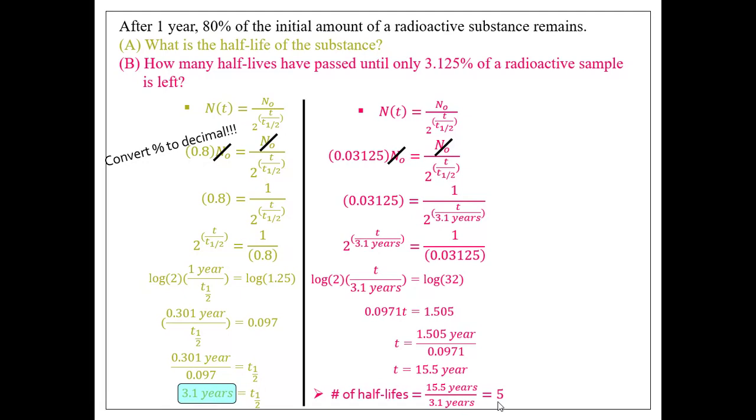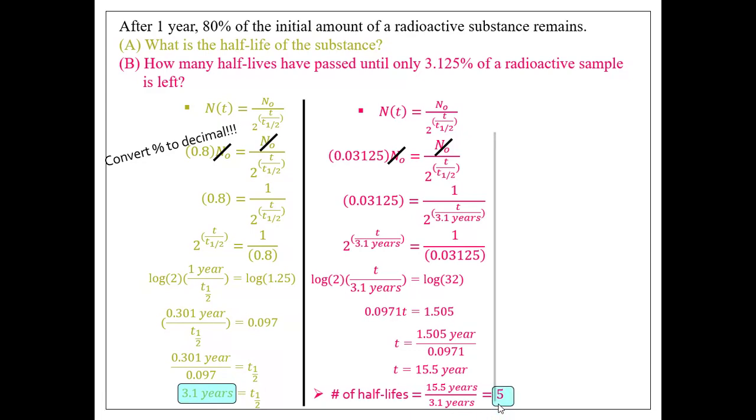Okay, so it would split at 3.1 years. And then another 3.1 years has gone by, it'll split again. Another 3.1 years, it'll split again. Another 3.1 years, it'll split again. So eventually, in order to get to about 3.125%, it needs to split 5 times. So there's 5 cycles. That is our answer.